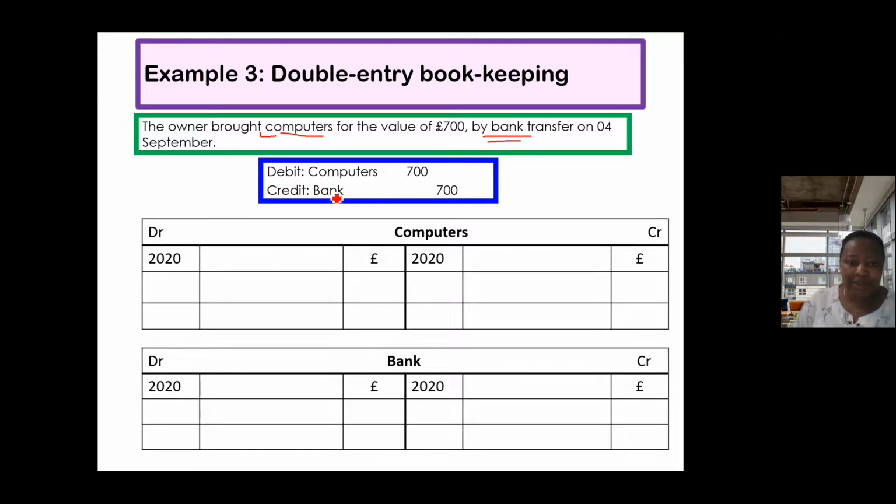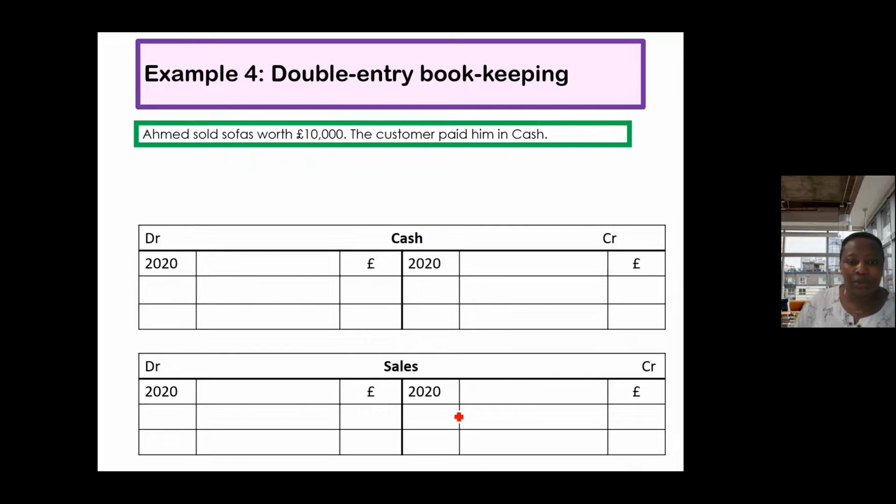So you open a computer account and you open a bank account. In the computer account, you put your narration, bank, on the debit side, and then the corresponding entry will be in the bank account, where you put your narration, computer, on the credit side. So I hope we're getting the logic in it. For every debit entry, there is a corresponding credit entry. Let's try another example. You might want to pause the video to try this. Ahmed sold sofas worth £10,000. The customer paid him in cash.